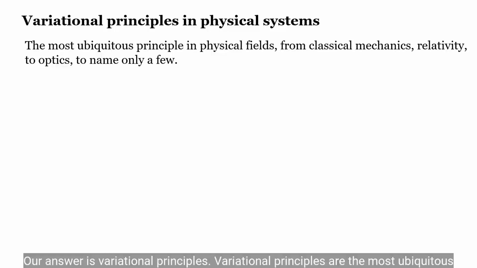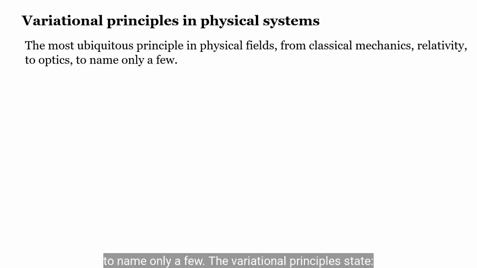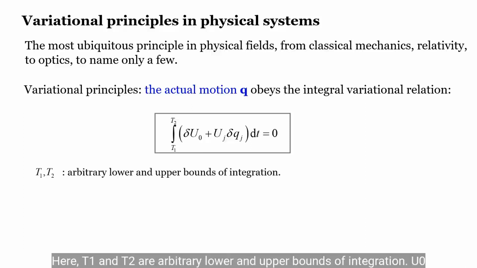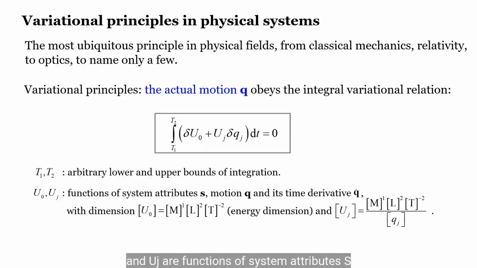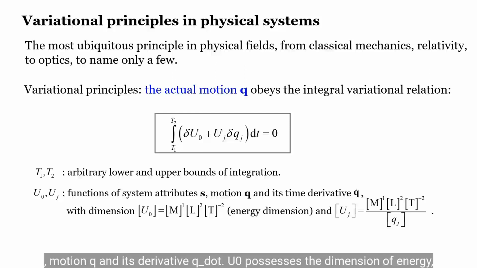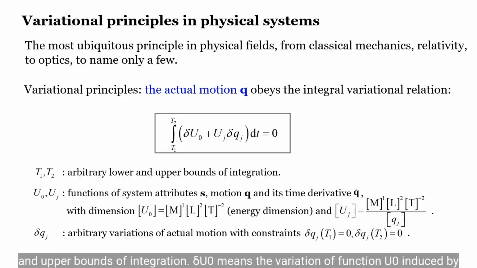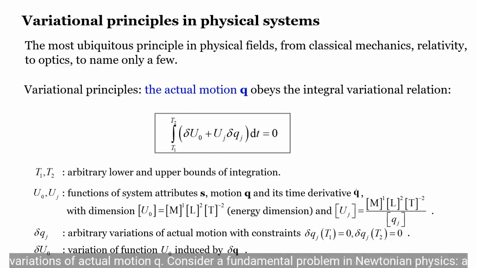Variational principles are the most ubiquitous principles in physical fields, ranging from classical mechanics, relativity to optics, to name only a few. The variational principles state, for a general physical system, the actual motion q obeys an integral variational equation. Here T1 and T2 are arbitrary lower and upper bounds of integration. U0 and Uj are functions of system attributes S, motion Q, and its derivative Q-dot. U0 possesses the dimension of energy, while the dimension of Uj is determined by dimension of motion Qj. δQj are arbitrary variations of actual motion with constraints at lower and upper bounds of integration. δU0 means the variation of function U0 induced by variations of actual motion Q.